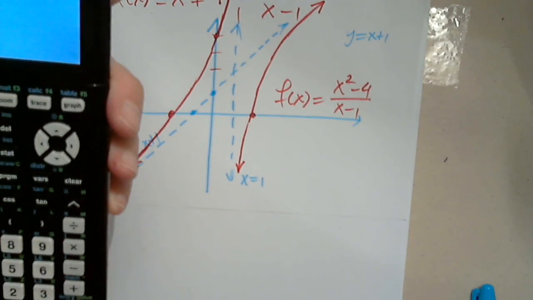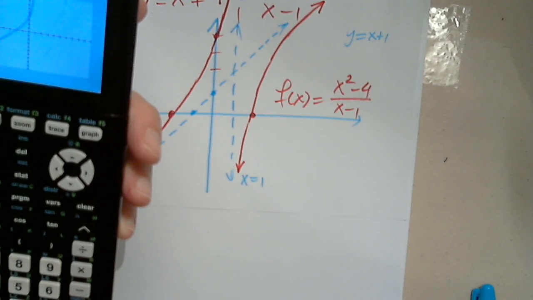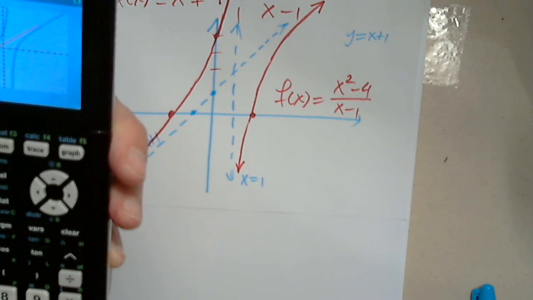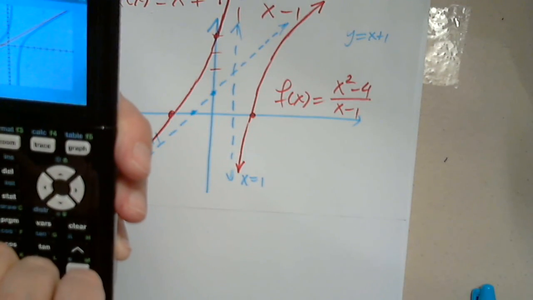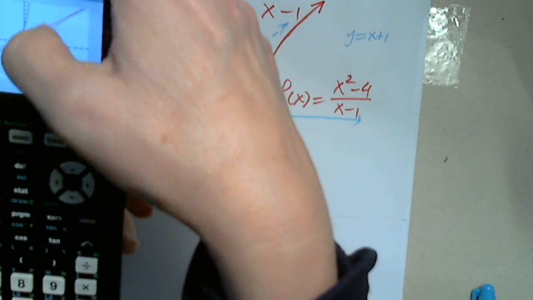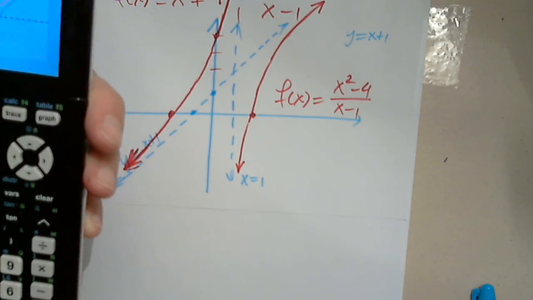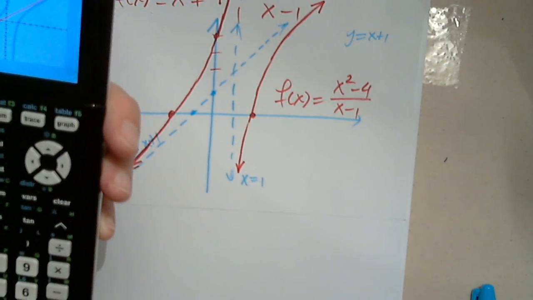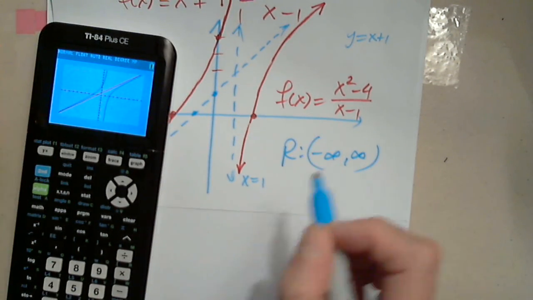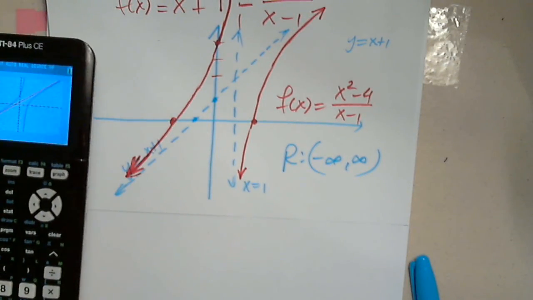And let's say we are using the standard viewing window. Here's the function. And here's the slant asymptote. And the function has to approach it at negative infinity and has to approach it at positive infinity. And of course there is a vertical asymptote at 1. The range of this function is everything, all the numbers. The domain, anything but 1.